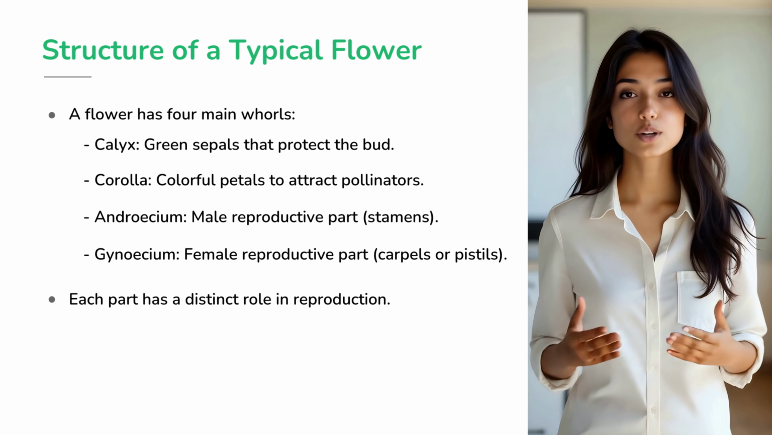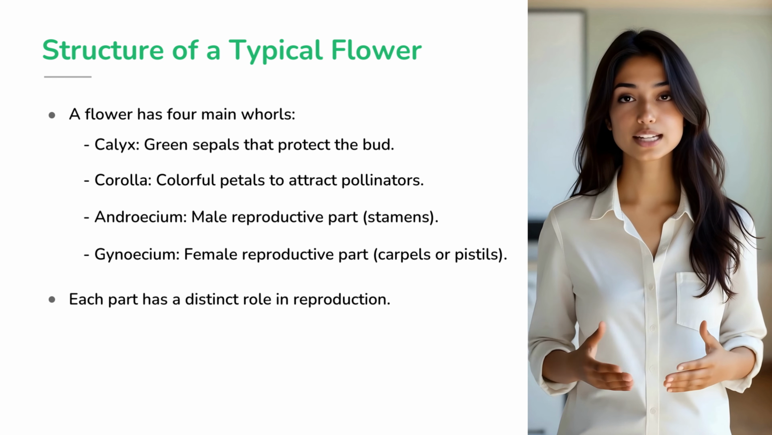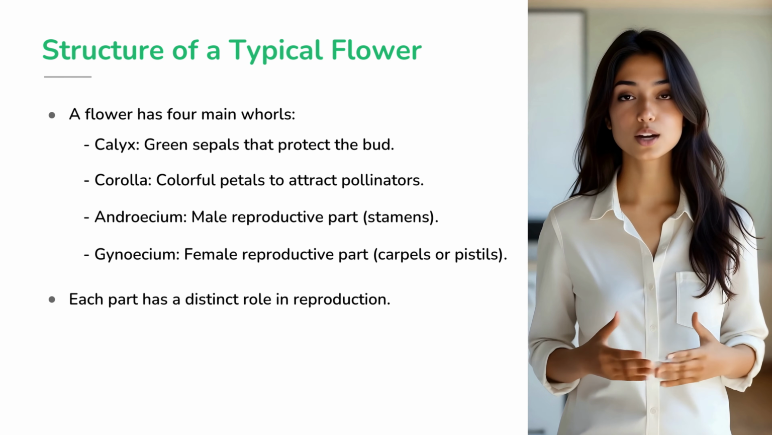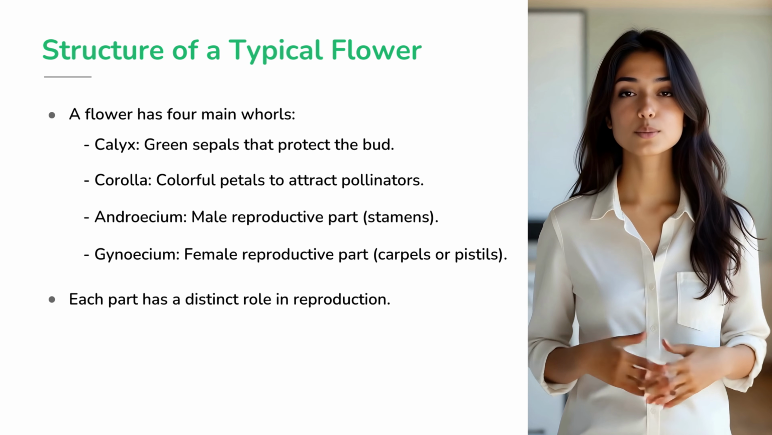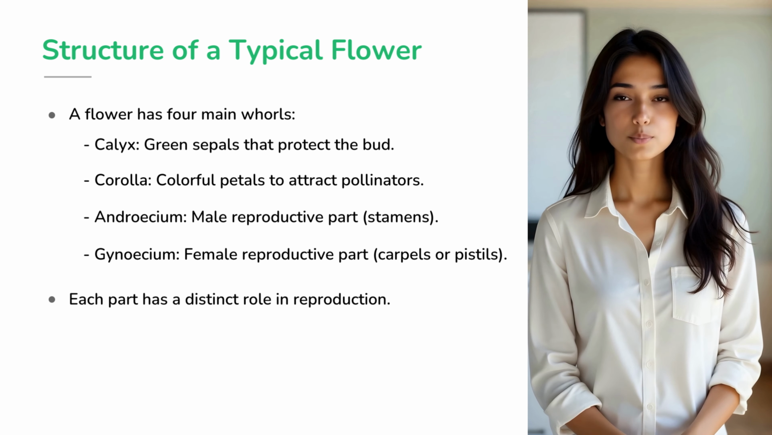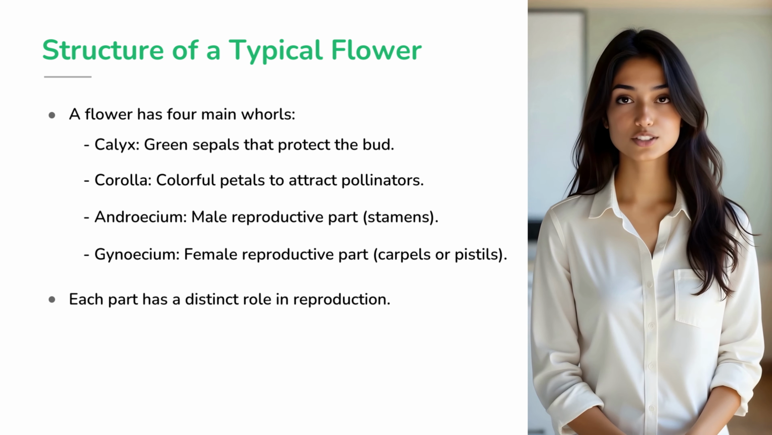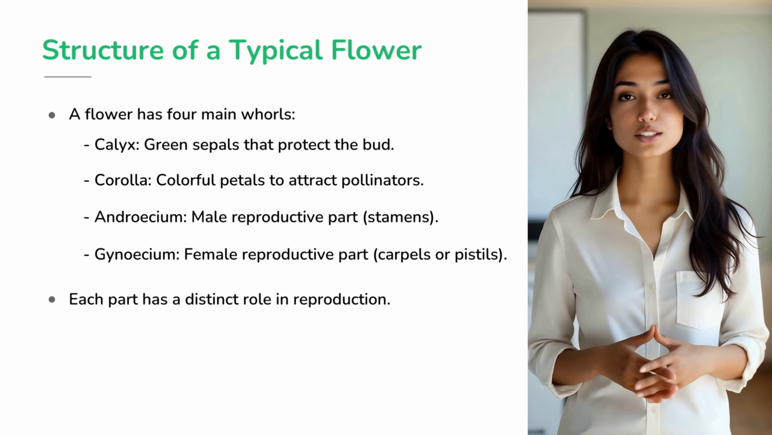A typical flower has 4 main parts arranged in whorls: calyx, green sepals protecting the bud; corolla, colorful petals attracting pollinators; androecium, the male part made of stamens; and gynoecium, the female part made of carpels or pistils. Let's take a closer look at these two reproductive organs.